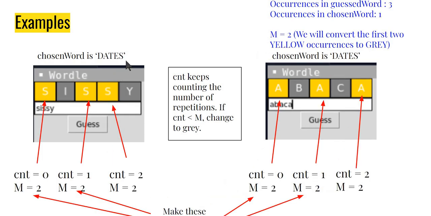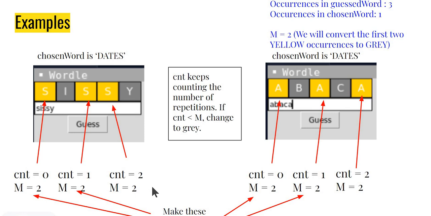Let's say the chosen word is dates and I enter sasss. Again, this is M equals 2 because there is 1 S in the chosen word and 3 S's in the guessed word. Now here what happens is, first time I encounter S, count is 0, M is 2, M is always 2 anyway. Next I encounter S, count has become 1, M is 2. Next I encounter S, count has become 2, M is 2. I will change those to gray where count is less than M, which means I'll change this and this to gray. I actually had that here, but it's getting cut off in the screen, but never mind, you get the idea. There'll be one S left and that will be yellow. That's because count here is equal to 2.